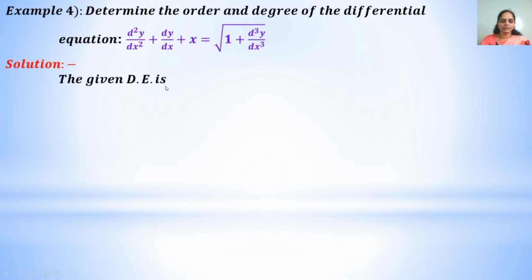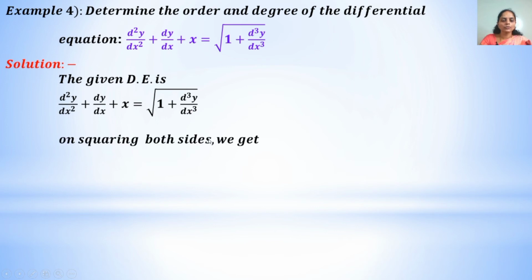The given differential equation is d2y by dx square plus dy by dx plus x equal to root of 1 plus d3y by dx cube. We know that in differential equation, to find the degree, we have to remove the negative and fractional indices. And in this differential equation, there is a fractional index, which is 1 upon 2. So to remove this fractional index 1 upon 2, we take square on both sides.